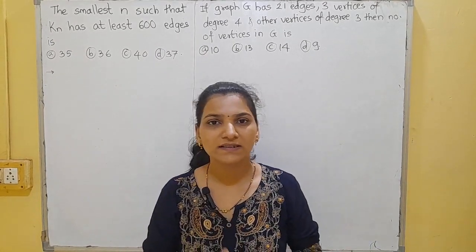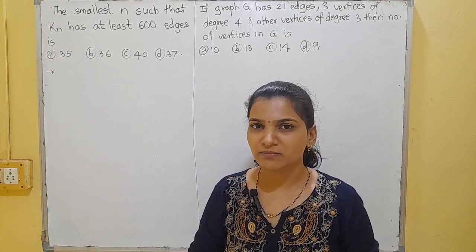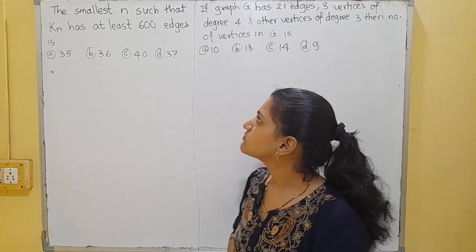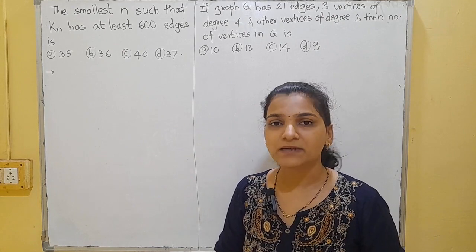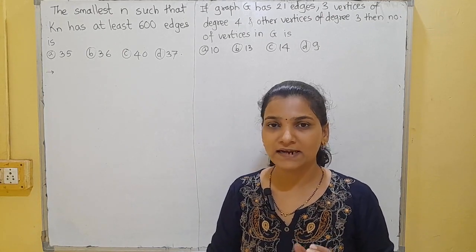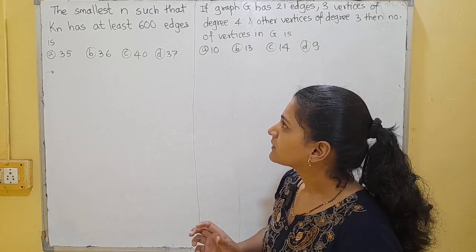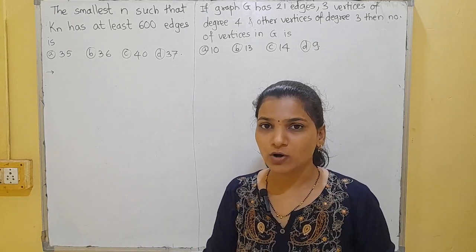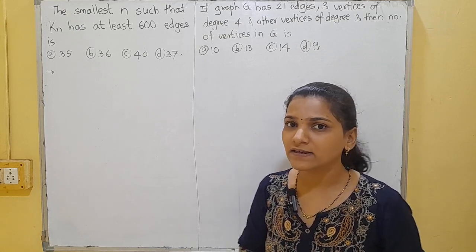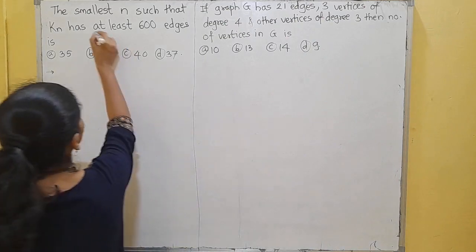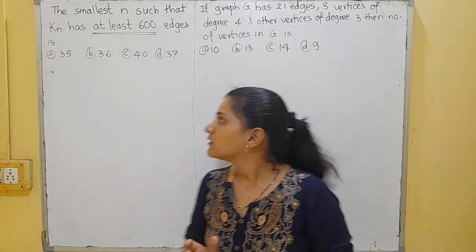Hello dear students, in this video we are discussing two MCQs from practical number 1. First MCQ is the smallest n such that Kn has at least 600 edges. That means we have a given graph Kn, that is the complete graph on n vertices, and they are asking what is the smallest n for which Kn has at least 600 edges. At least 600 is important. So we will discuss this MCQ.